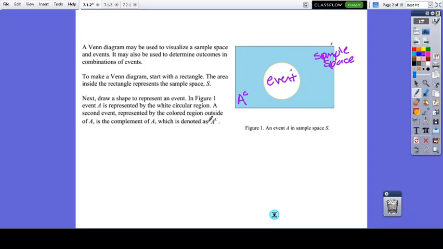Again, the complement, your second word that's on your paper there. So we have a Venn diagram, and we also have our complement. Just denote that it is A to the C, and it's every outcome not in the given event. Again, I'll repeat that: every outcome not in the given event.